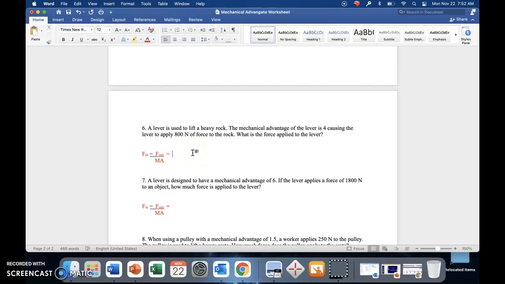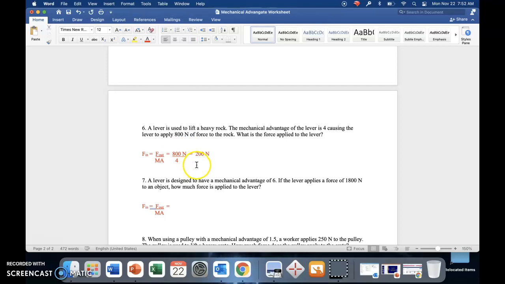Our mechanical advantage is 4. The lever puts out 800 newtons of force, so 800 newtons goes on top. Our mechanical advantage of 4 goes on the bottom. We set this up as a division, and that is going to be 200 newtons. So you would have to use 200 newtons in order to move that rock.